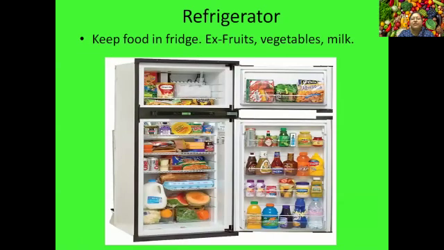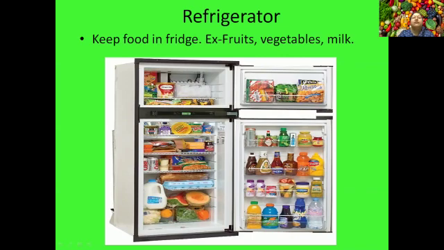Now, the first method of preserving food is refrigerator. Basically, what is done here is you keep the food items in the fridge. In the fridge, the temperature is cold, and in a cold temperature, you can preserve a lot of things. The fridge has an upper compartment, which is the freezer. In the freezer, the food can be kept for months, and in the lower compartment, which is the fridge, you can keep it for days or weeks.